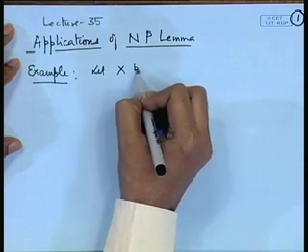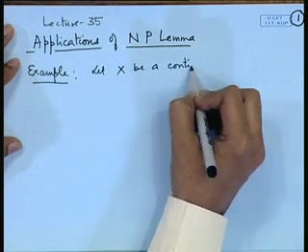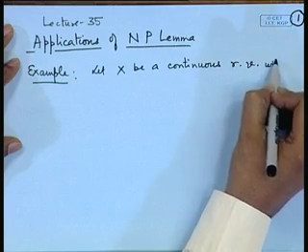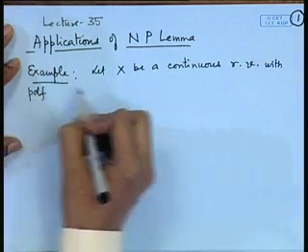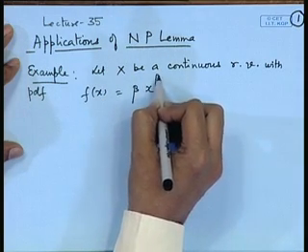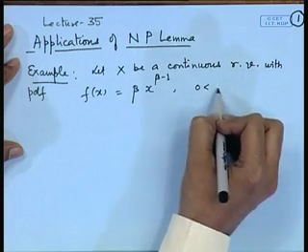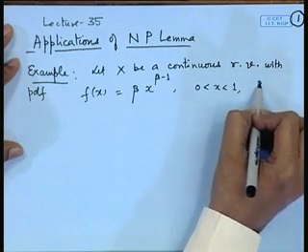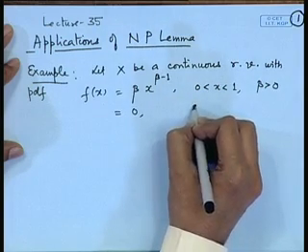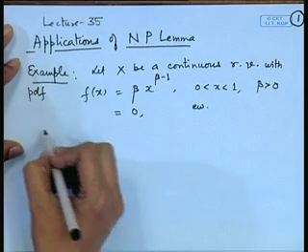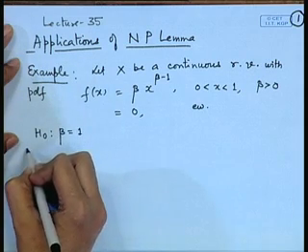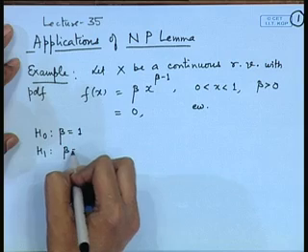Let x be a continuous random variable with probability density function given by f(x) equal to beta x to the power beta minus 1 for 0 less than x less than 1, where beta is a positive parameter and the density is 0 elsewhere. We want to test the hypothesis H naught: beta equal to 1 against H 1: beta equal to 2.